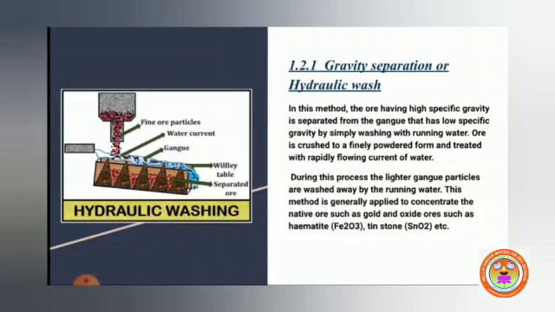by using water. This is by using a current of water. Current of water means here the water is passed over the powdered ore with high force. So how the ore is purified by gravity separation means the ore is crushed to a finely powdered form and treated with rapidly flowing current of water.